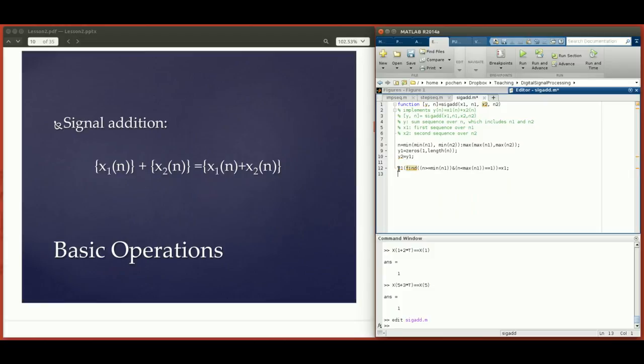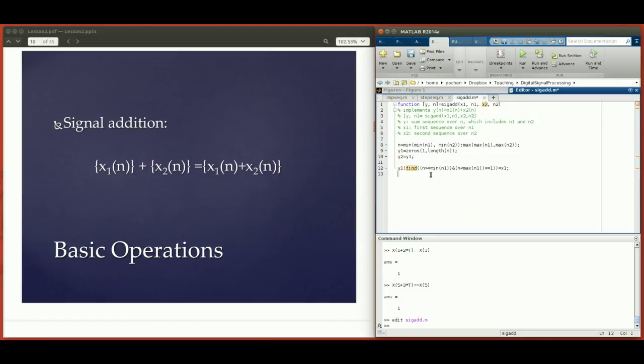So inside of this command, I'm using a find command. The find command is another Matlab function that allows you to find the indices of the vectors that satisfy a certain condition. And the condition that we're actually specifying is here. It's actually two conditions composed together with an AND, the Matlab AND symbol.